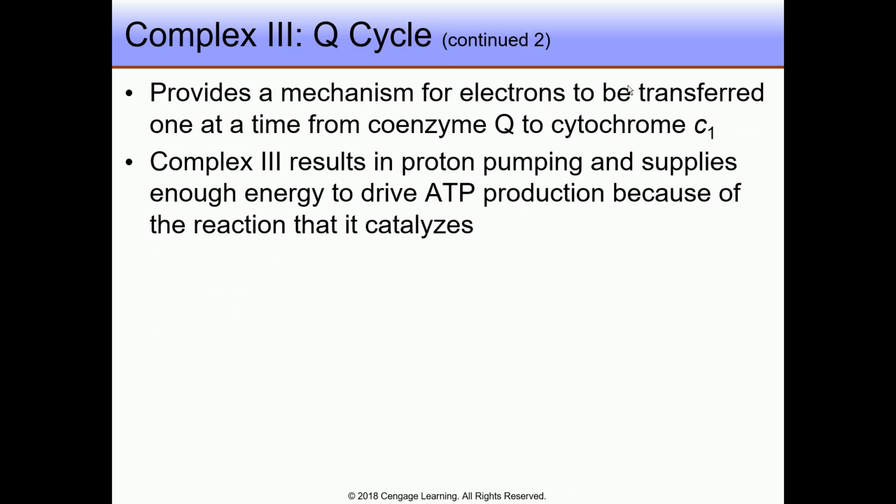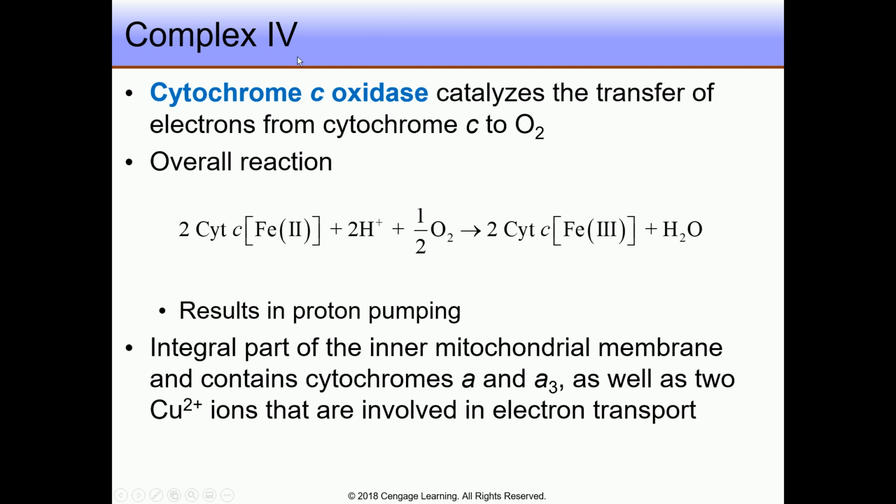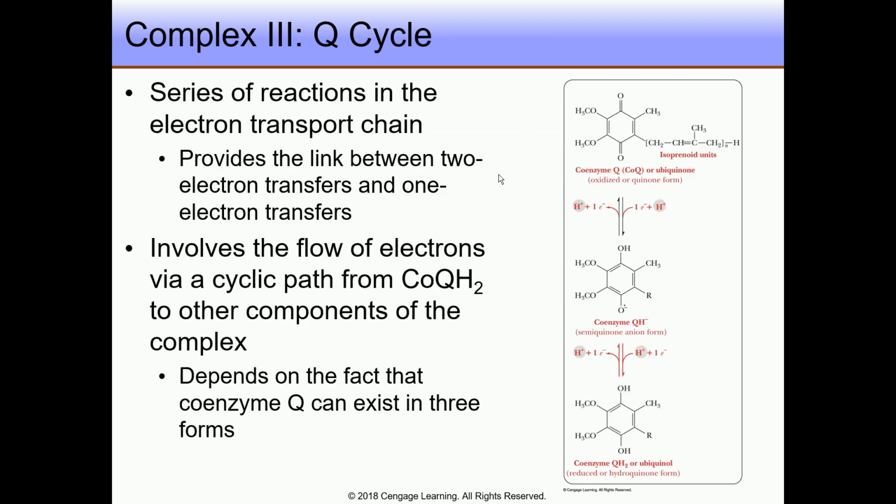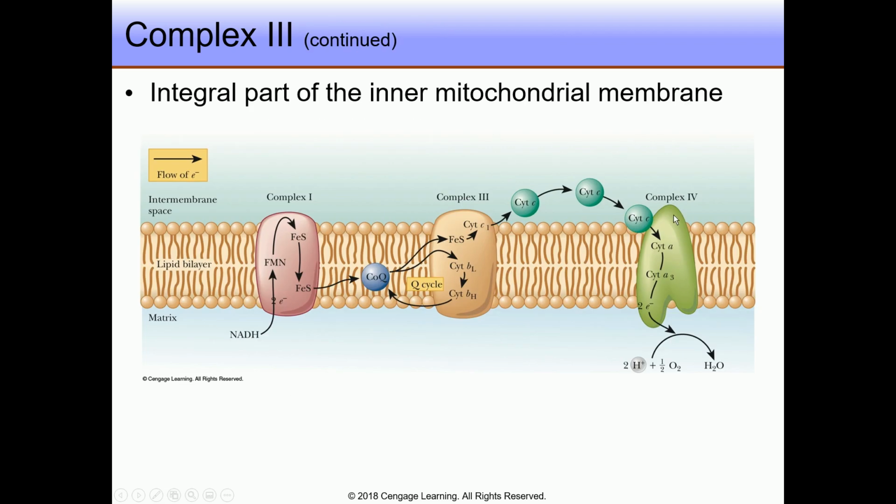So coming back to complex number 4. Complex number 3 I have already explained, and it is all the same things written here that I just explained. Complex number 4 is called cytochrome C oxidase. Why? Because complex 4 transfers the electrons from cytochrome C to oxygen. That's why it's called cytochrome C oxidase. So it transfers the electrons from cytochrome C to oxygen.